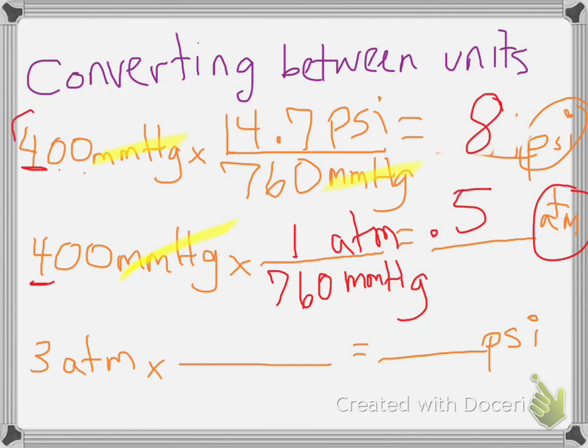So again, 400 millimeters of mercury is equal to 0.5 ATM. 400 millimeters of mercury from this one is also equal to 8 psi. So that must mean that 8 psi is equal to 0.5 ATM.